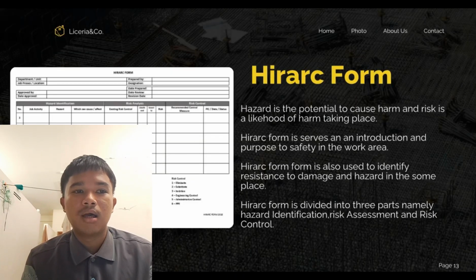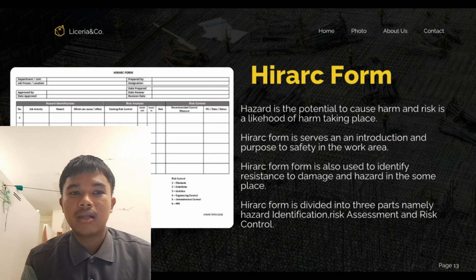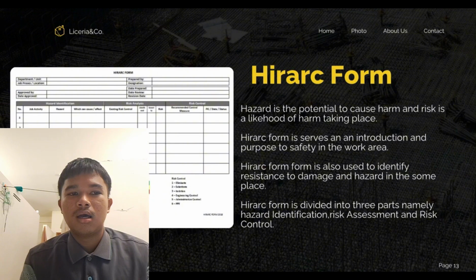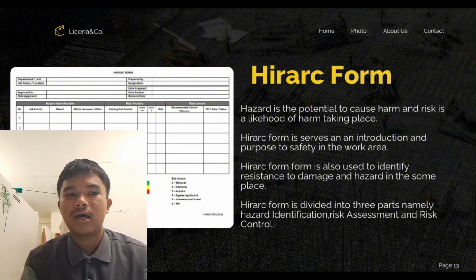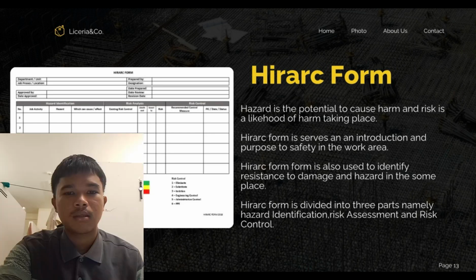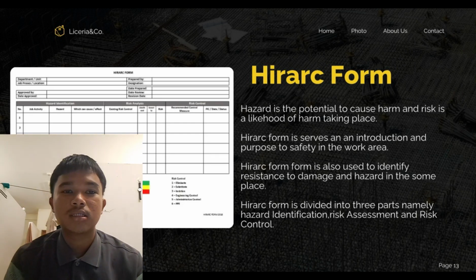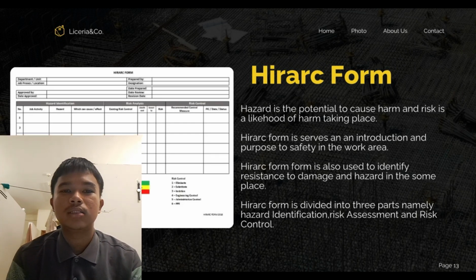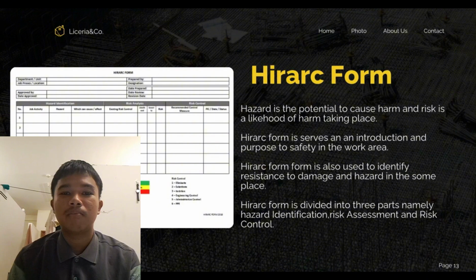I want to talk about HIRAC. HIRAC serves as an introduction and purpose to safety in the work area. And then HIRAC is also used to identify resistance to damage and hazards in some place. Hazard is the potential to cause harm and risk is the likelihood of harm taking place.